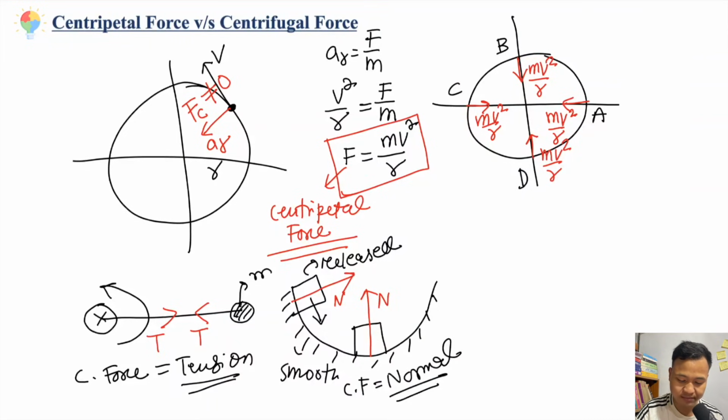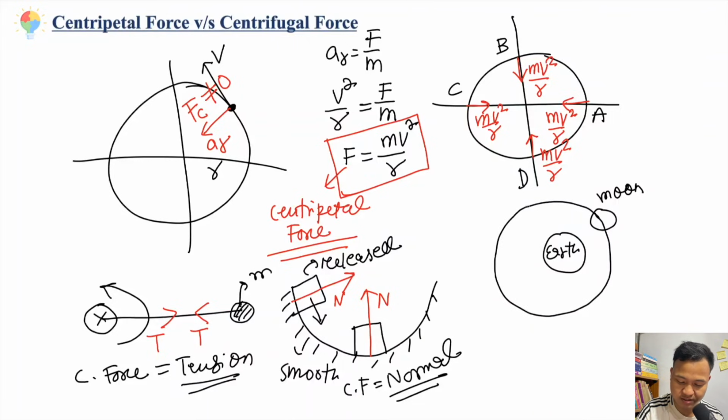Another example. Suppose there is the earth and the moon. The moon revolves around the earth in a circular path. The moon performs circular motion, so there must be a centripetal force, right? It is the interaction between the gravitational force of attraction between the earth and the moon. So here the gravitational force is the centripetal force.